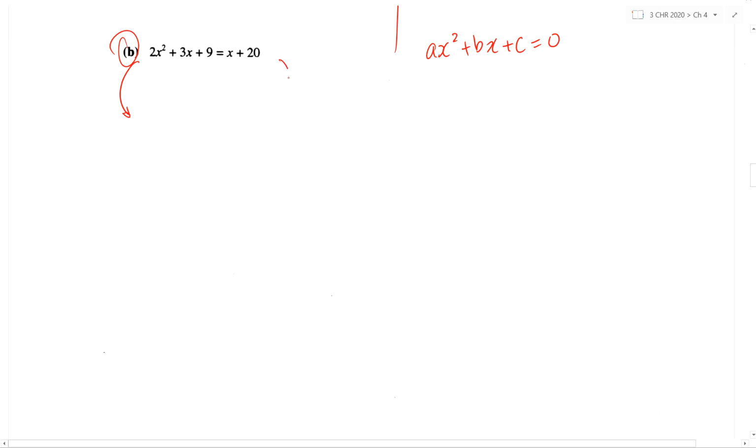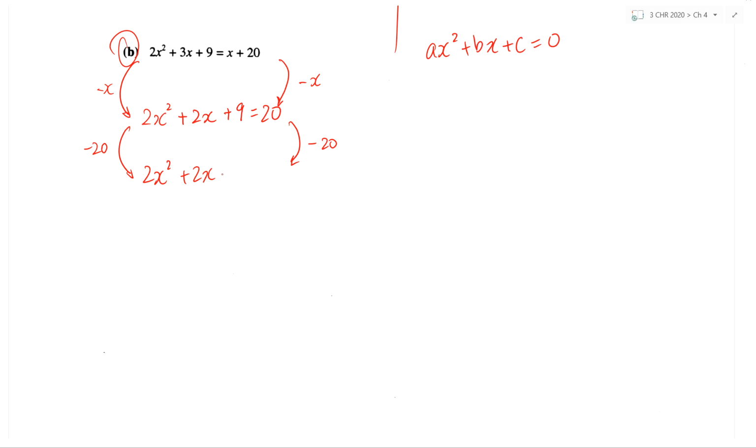How do I remove the x? Minus x on both sides. Very good. So I minus x on both sides. I'm left with 2x squared minus 2x, then plus 3x minus x, left with plus 2x plus 9 equals 20. Okay, getting closer already. Then minus 20 on both sides. 2x squared plus 2x, 9 minus 20, minus 11, yes.